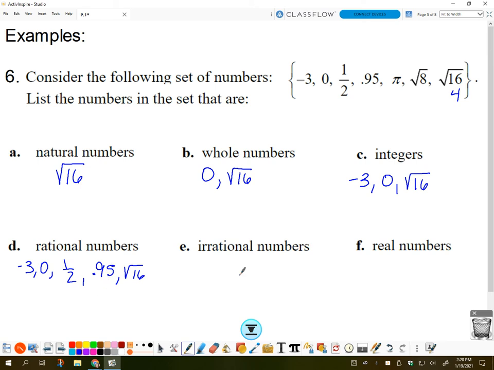For irrational, we are no longer talking about all of these other numbers that we've been talking about. Those were all rational numbers. So irrational is going to be the crazy guys, so pi and the square root of 8. And then real is all of them. Everything we're going to talk about at this point is going to be a real number.